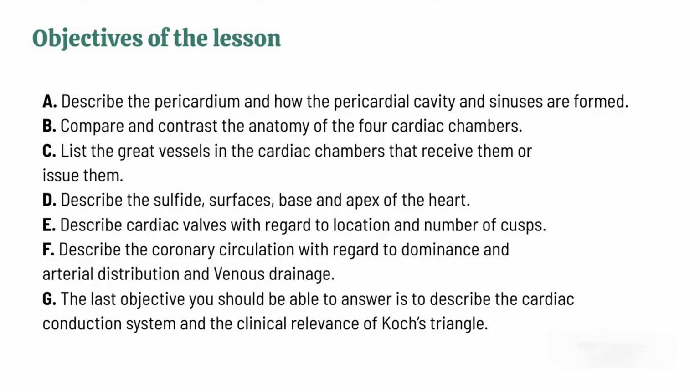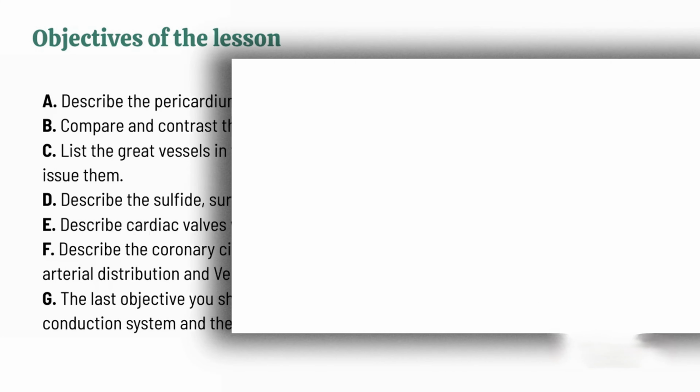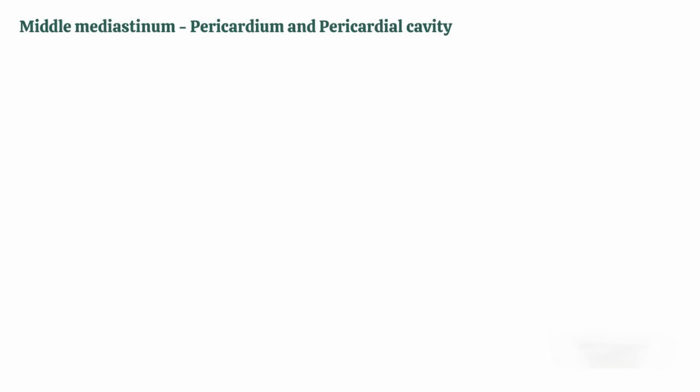D. Describe the sulcal surfaces, base and apex of the heart. E. Describe cardiac valves with regard to location and number of cusps. F. Describe the coronary circulation with regard to dominance and arterial distribution and venous drainage. G. The last objective you should be able to answer is to describe the cardiac conduction system and the clinical relevance of Koch's triangle.